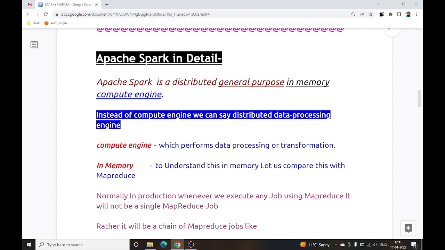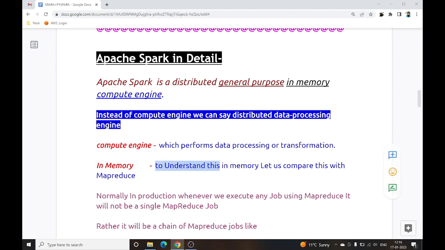Let's understand each and everything this definition says. First thing is compute engine, which performs data processing or data transformation. Now second thing, and a very important thing, in memory computation. Although we are going to discuss in memory and on disk operations in detail, like how these things work internally, in memory is something important.